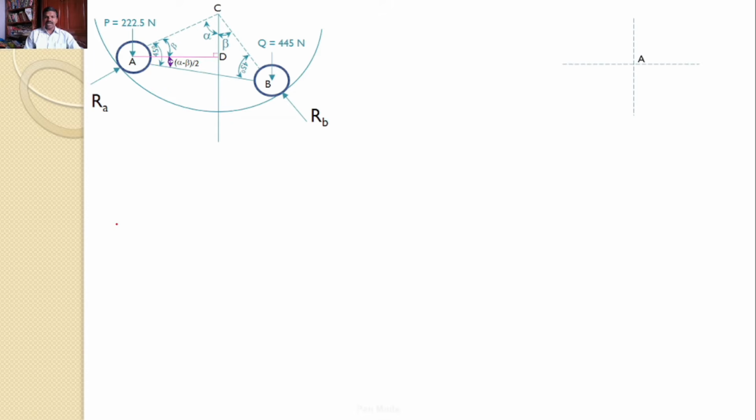Let us transfer all these three forces onto a separate xy plane for easy analysis. The first force, of course, P, 222.5 newtons. The next one is reaction RA, which acts along AC. And then the string force S, which acts along AB. There are three forces. All three forces are concurrent and all three forces are divergent.